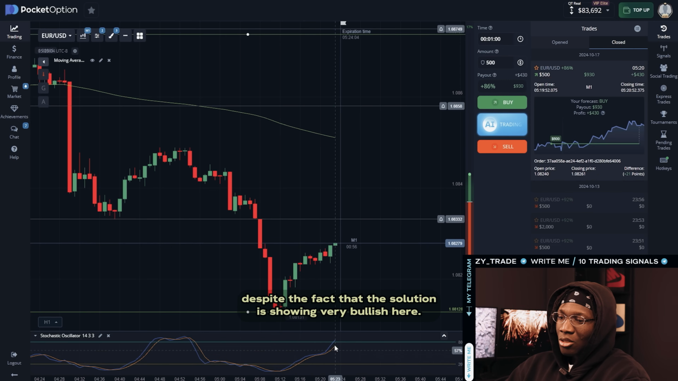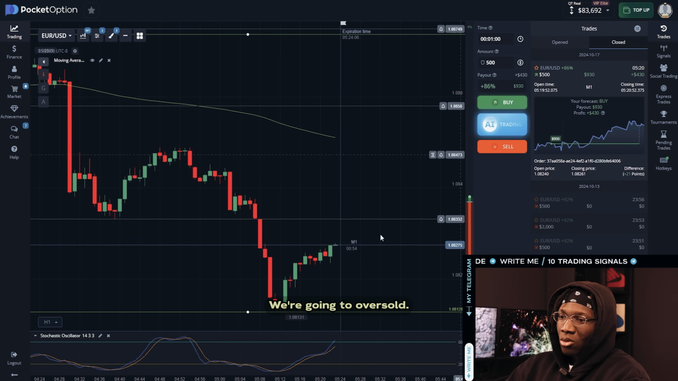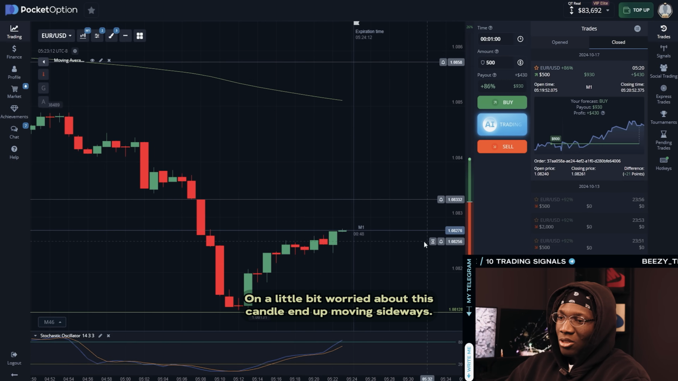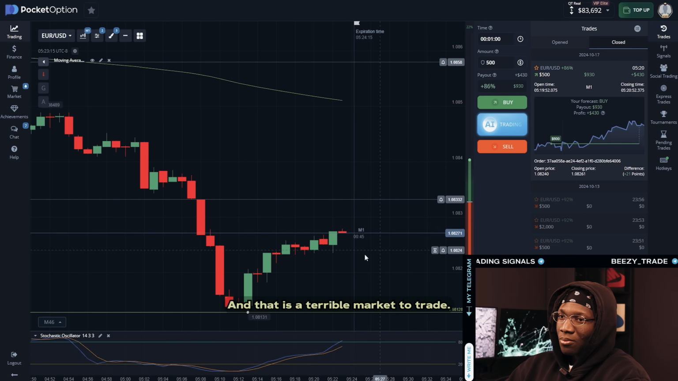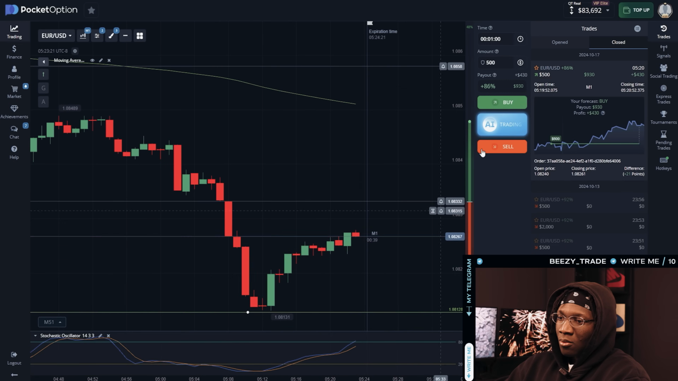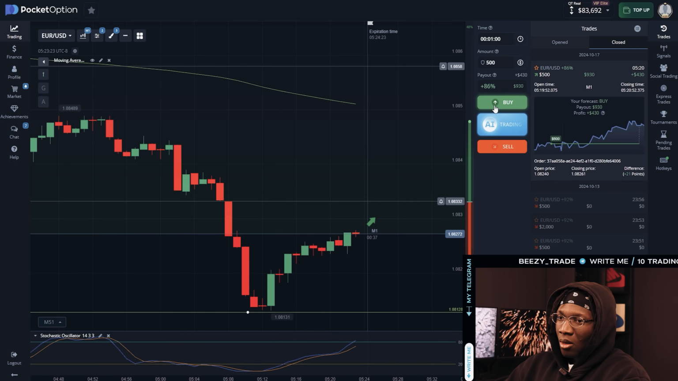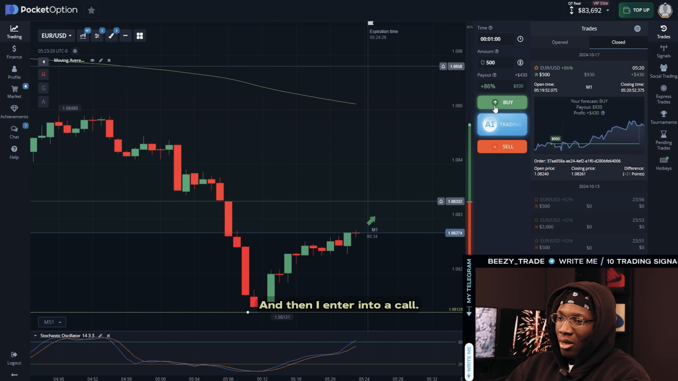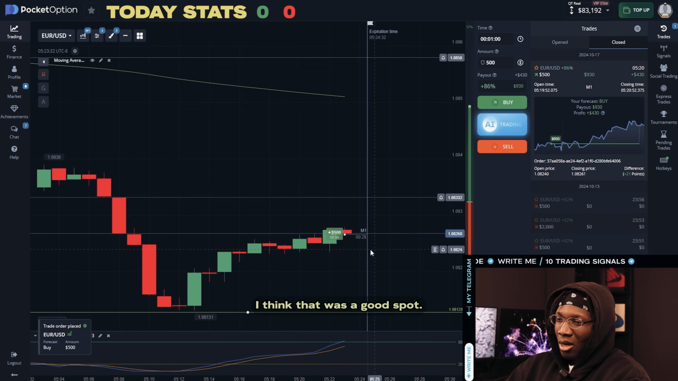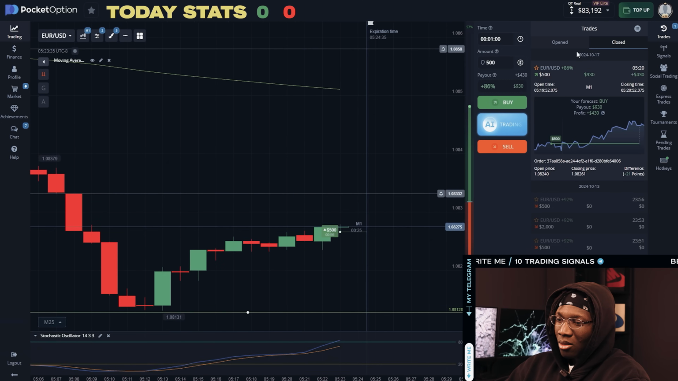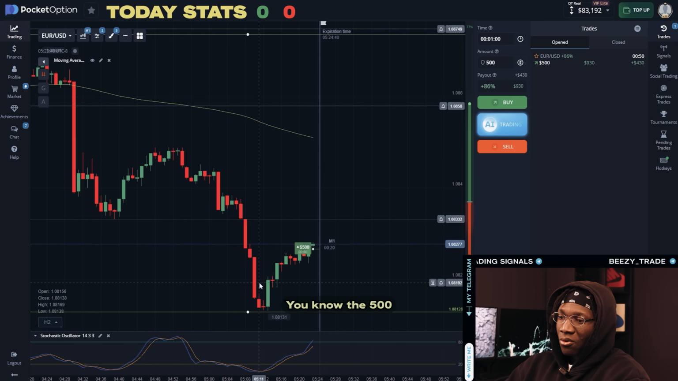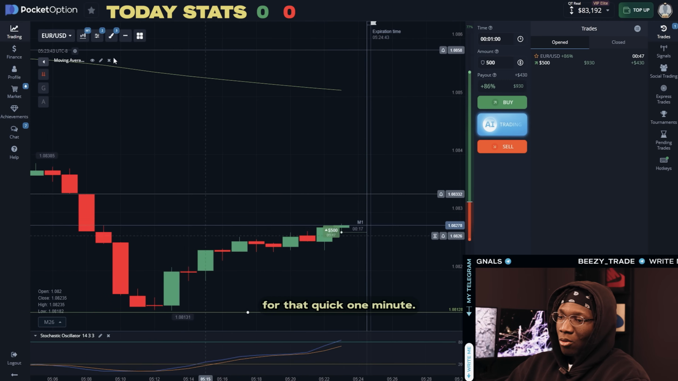Despite the fact that our stock isolation is showing very bullish here, we're going to oversold. I'm a little bit worried about this candle ending up moving sideways, and that is a terrible market to trade. Just want to see it pull down a little bit more and then I enter into a call. I think that was a good spot. All right. So nice little entry right there for another 500 for that quick 1 minute.